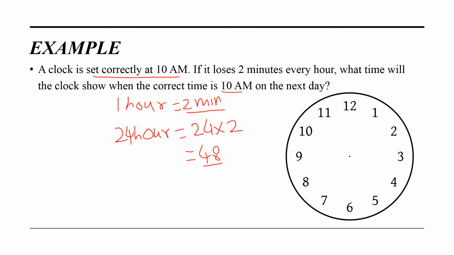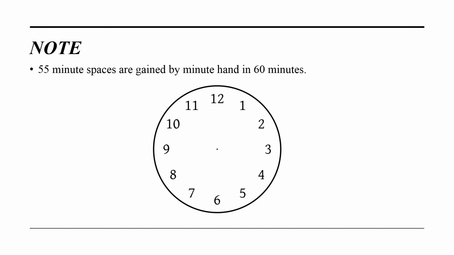So the clock loses 48 minutes in 24 hours. When the correct clock shows 10 a.m., the wrong clock will show 48 minutes less. That is 9 hours and 12 minutes. The wrong clock will show the time as 9 hours and 12 minutes. Next, we will see the important concept for solving the next problems.